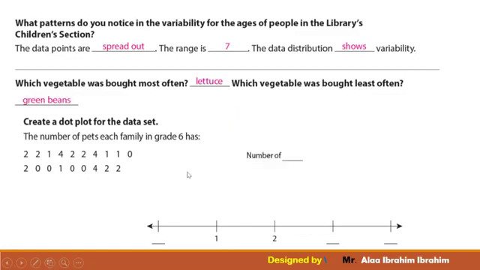Now we're going into another example. Create a dot plot for the data set of the number of pets which each family in grade 6 has. The number of pets here, we have many numbers, 2 to 1. I have to arrange it. So you make it from 0 up to 4, and you count how many zeros, how many 1s, how many 2s, and so on.